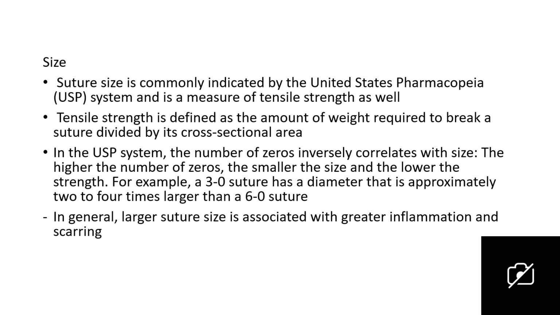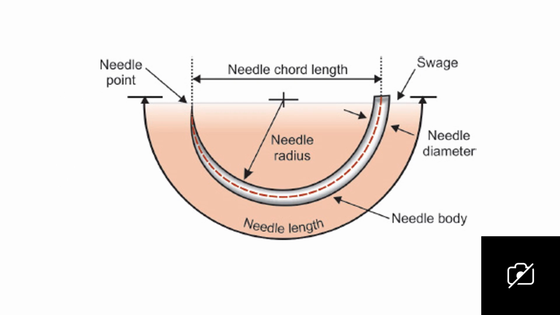6-0 suture is usually used in the eye in cataract surgery where the lens is implanted. In plastic surgery repair of cleft lip and cleft palate, we use 5-0 plastic needle. In general, a larger suture size is associated with greater inflammation and scarring. So if you use a finer needle, you get less scarring and less inflammation.